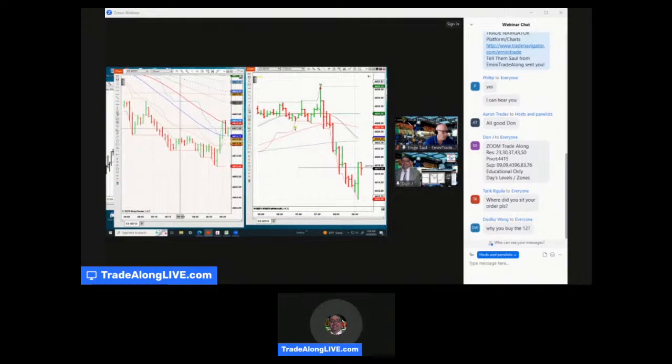Why did I buy the 12s? I'm trying to give you the legitimate reason why I bought the 12s. Let me pull up something here. I don't even know where we even opened up. We opened up at what, 22.25.